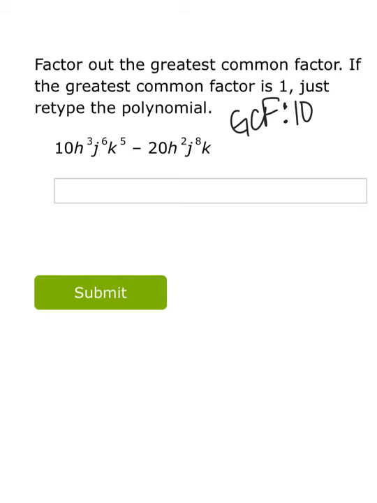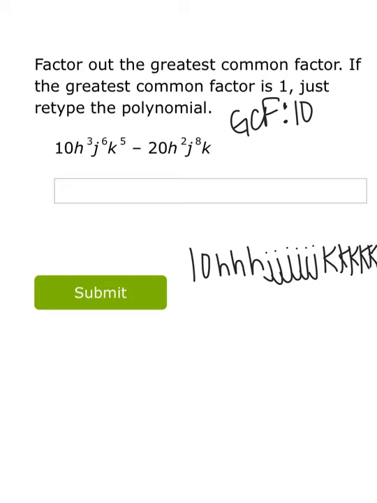Now let's look at the variables. So I'm just going to go ahead and expand this out because sometimes it's easier to see what they all have in common. For the first term I have h cubed, which would be 3 h's, 6 j's, and then 5 k's. And then for the second term, I have 1 h, 8 j's, 1, 2, 3, 4, 5, 6, 7, 8, and then 1 k. So we have to figure out of all of these, what do they have in common?